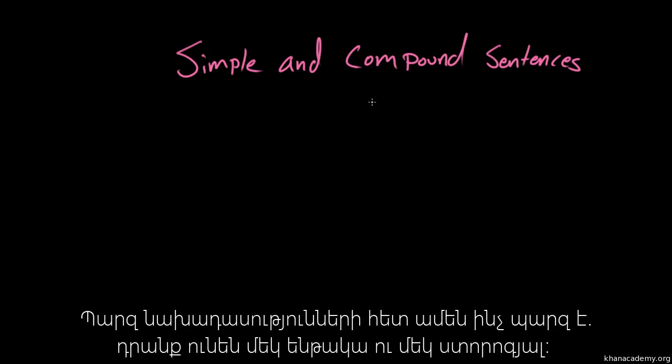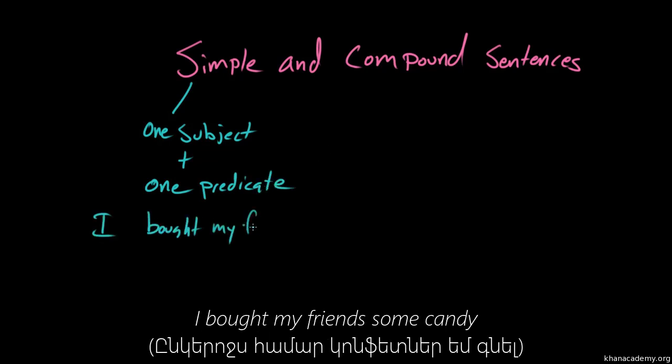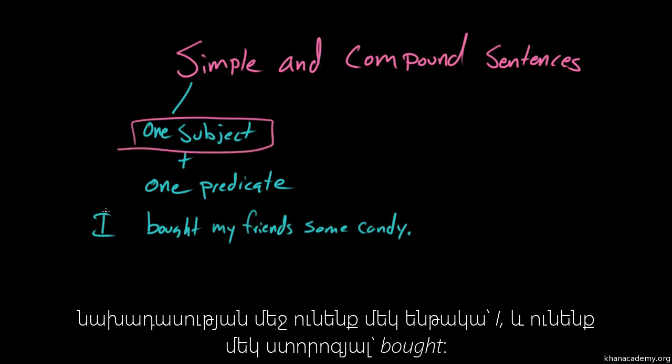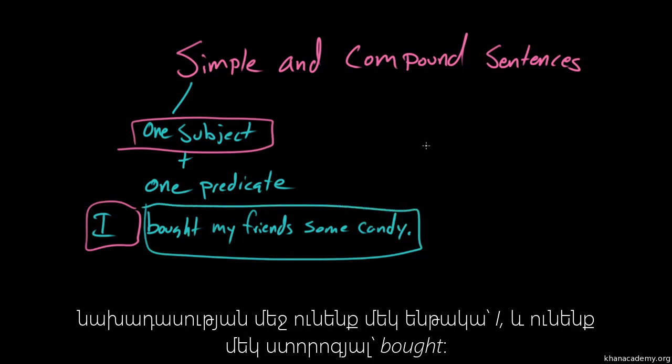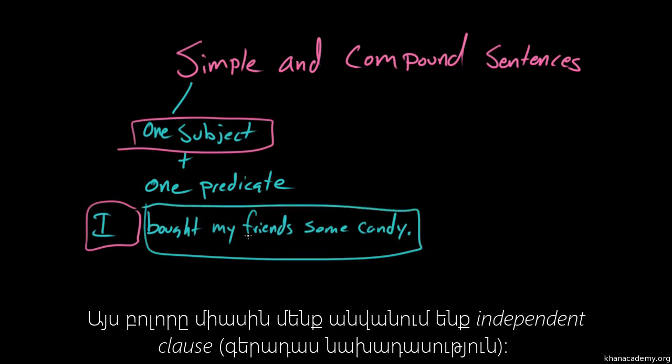Let's do it. So, a simple sentence is really just what it says on the tin. A simple sentence consists of one subject and one predicate. And that's it. Right. So in the sentence, I bought my friends some candy, we got our one subject, I, and then we have our one predicate: bought my friends some candy. Now, all of this together is what we'd call an independent clause.